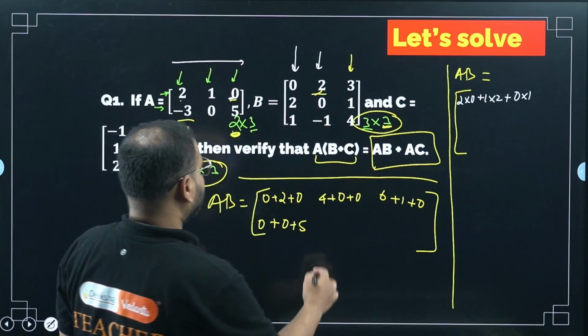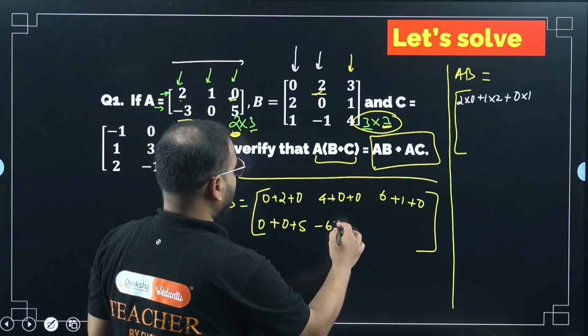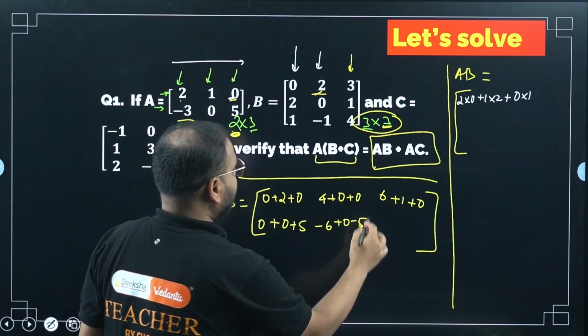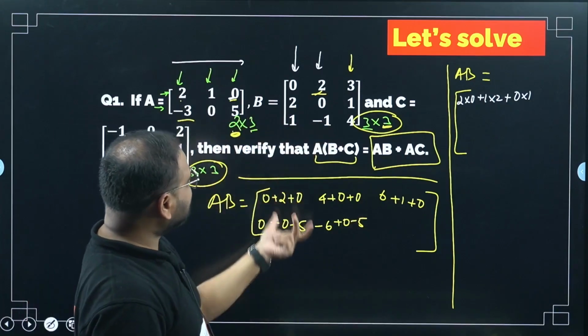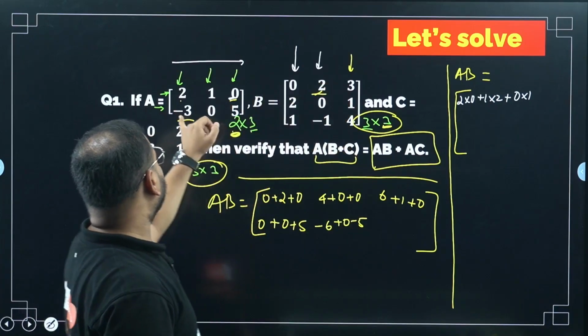How much is that? Minus 6, sir. Okay. 0 times 0, sir, 0. What about 5 times minus 1? Sir, minus 5. 5 times of minus 1 is minus 5. Okay, sir. Now what is left? Second row with third column. So minus 3 times of 3.